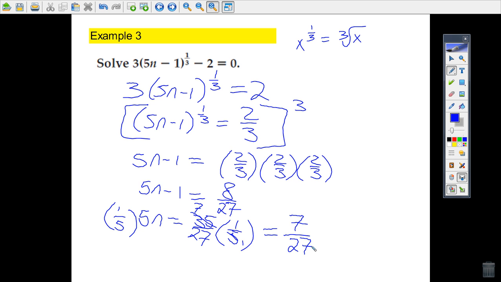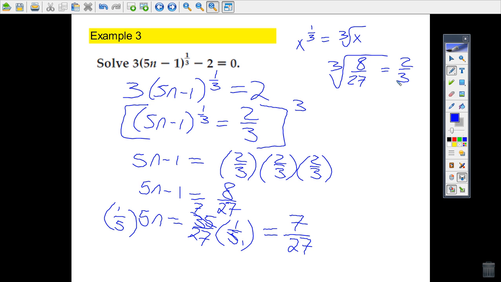And what will I do with my answer? I will check it. So 7/27 gets plugged in, and then I'll make sure it works. So what is 5 times 7/27? 35 27ths. So subtract 1. 35 27ths minus 27 27ths is 8 27ths. And what is the cube root of 8 27ths? 2/3. Hey, it's 2/3.